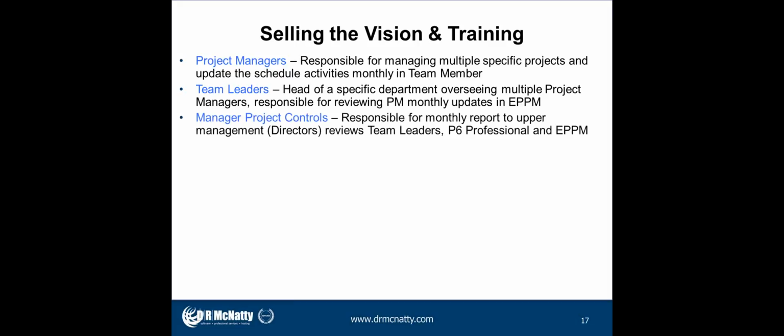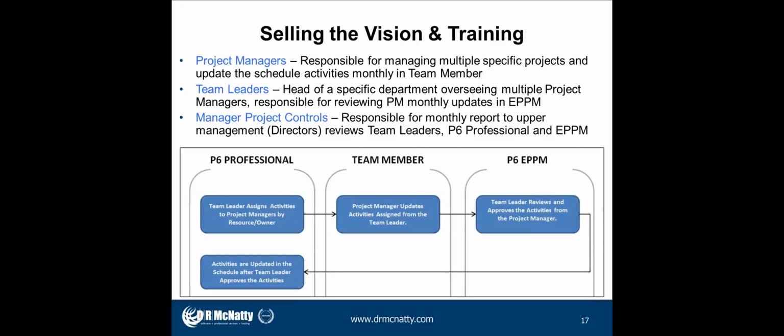And then we have a manager of project controls who's responsible for the monthly report to upper management and the directors, and he also reviews all of the team leaders in P6 Professional and EPPM. So everything's rolling up from the project managers to the team leaders and then ultimately to the manager of project controls. And what we came up with is a very simple way to collect this information.